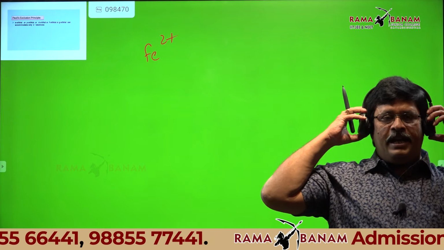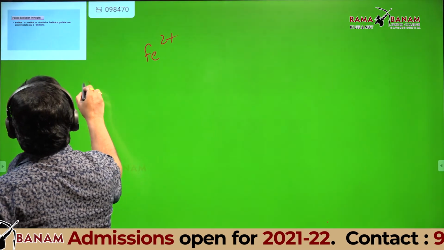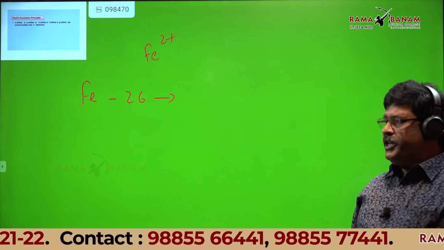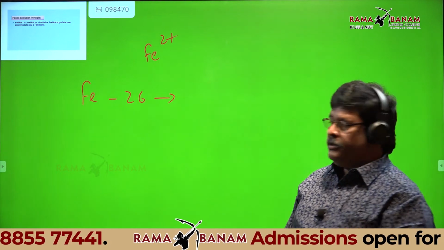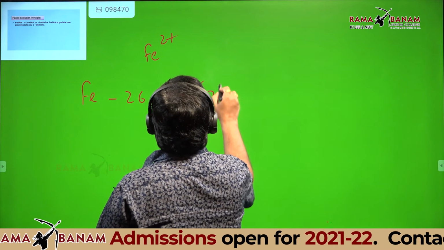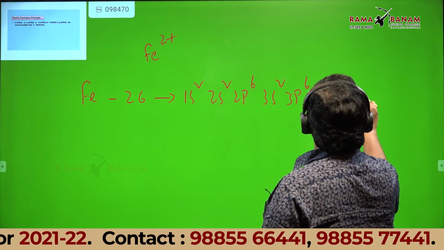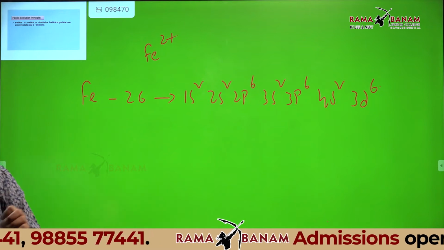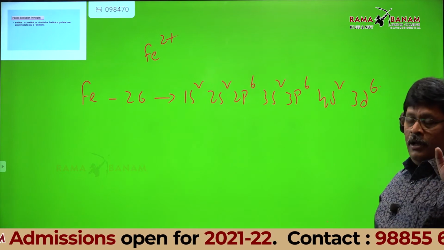Now if you know the configuration of Fe2 plus, then everyone can write how many unpaired electrons are there. Listen to me. First, you should know the atomic number of iron, 26. You write the electronic configuration of iron. Look at the board. Don't write anything. 1s2, 2s2, 2p6, 3s2, 3p6, 4s2, 3d6. Am I right? Students, is the iron configuration okay? I have written this for Fe.